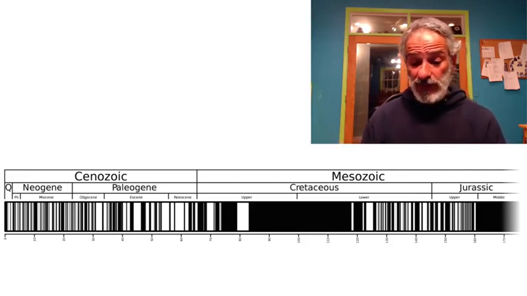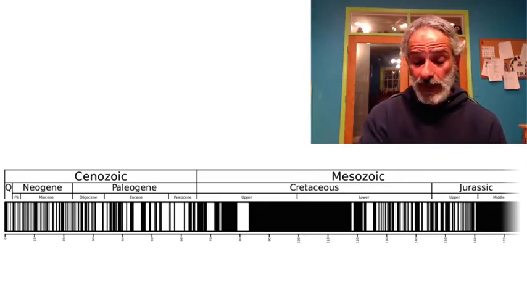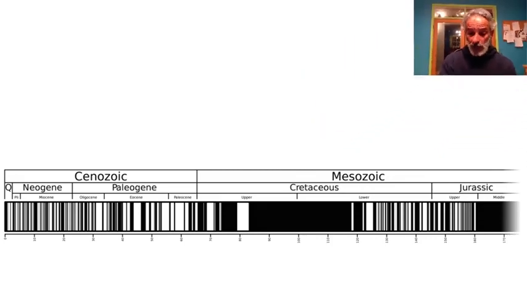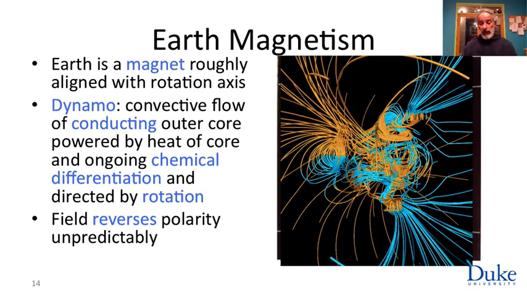Here is a sort of simulation of the Earth's magnetic field lines, including the complicated structure near the core, and here's what the field looks like during polarity change. As I said, the process is complicated. So the Earth is a magnet. This allows us to use magnetic compasses.